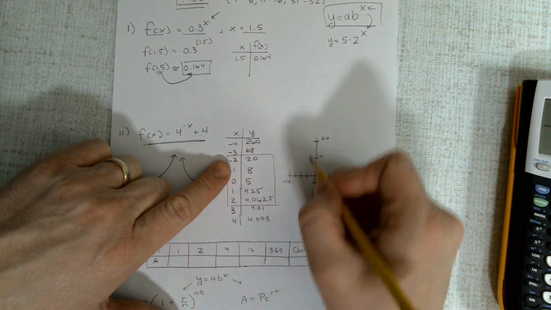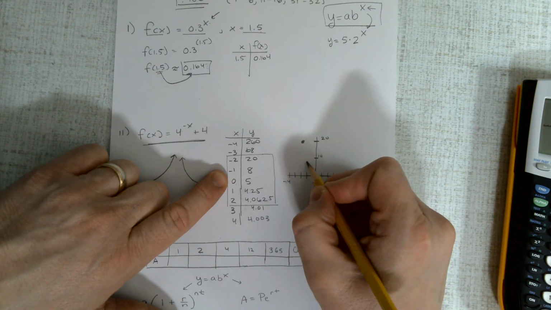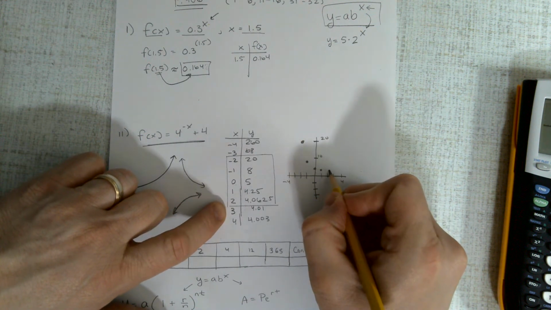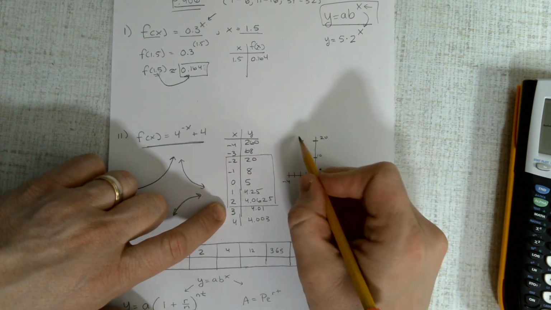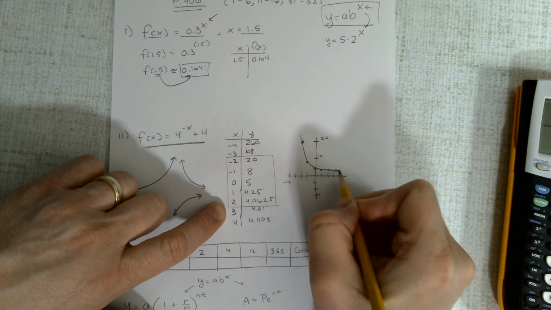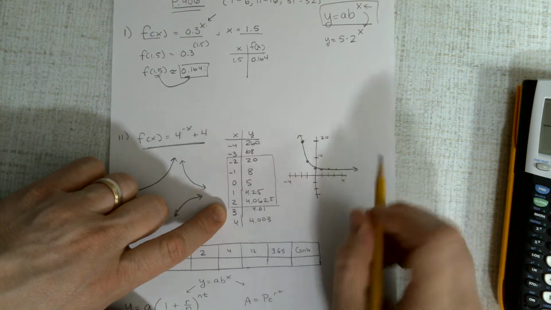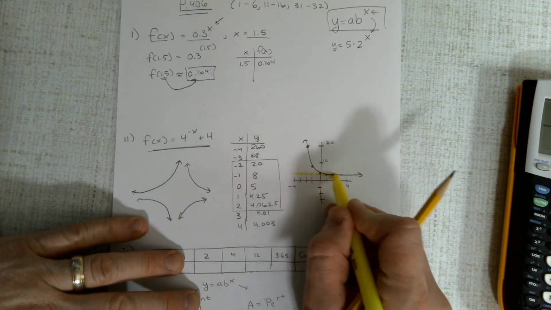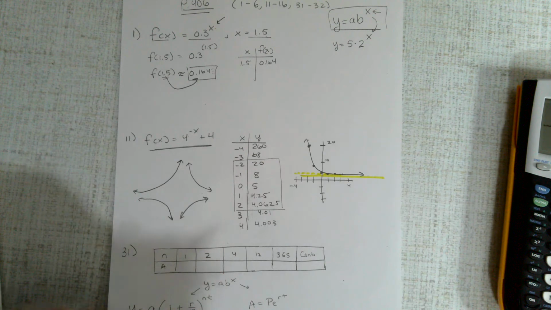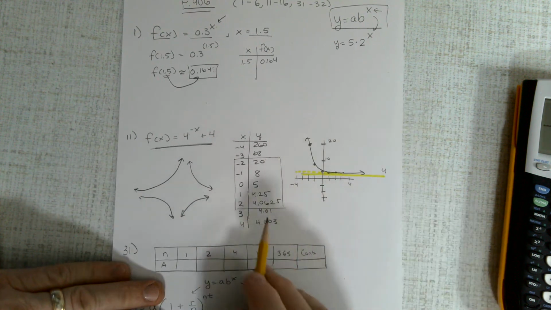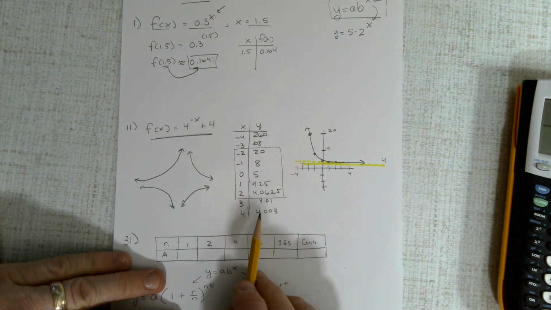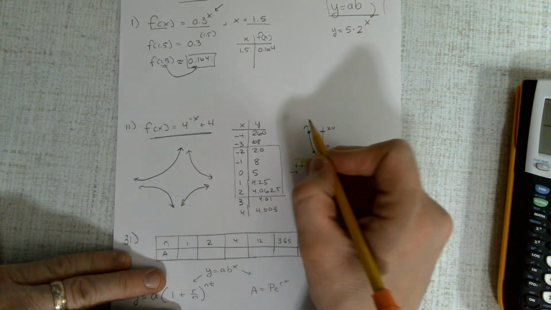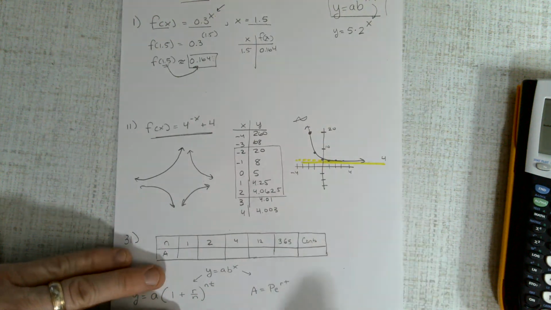At -2 I'm up to 20, at -1 I'm at 8, at 0 I'm at 5, at 1 I'm at 4, then at 2 I'm at 4, then this graph swoops down and gets closer and closer to 4. There's an asymptote right here, this invisible line, which is 4, and it just keeps getting closer and closer to 4. It never touches 4, but it gets closer. To the left it goes up to infinity, to the right it goes to 4.